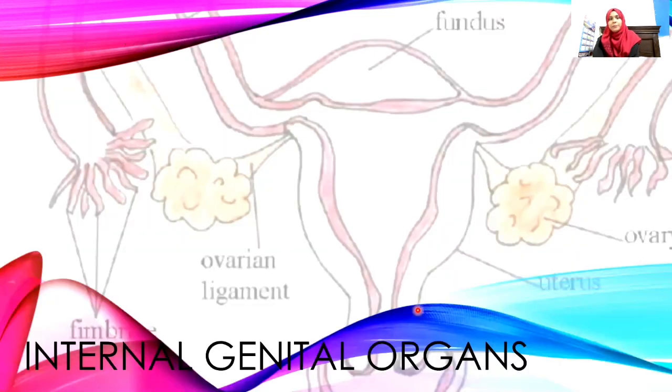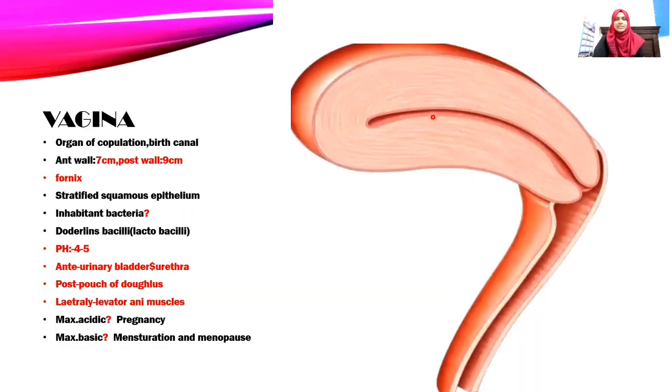Next one is the internal genital organs. They consist of the vagina, the uterus, the fallopian tube, and finally the ovary. We will see them one by one. This is the vagina, otherwise called the organ of copulation or the birth canal. It is a tube-like structure, and it consists of walls, the anterior wall and the posterior wall.